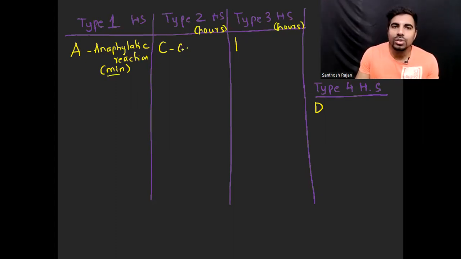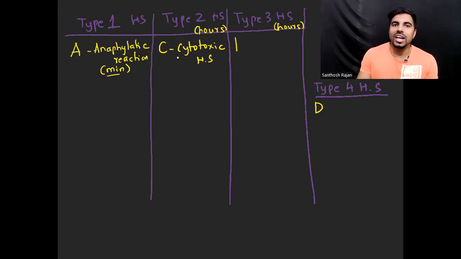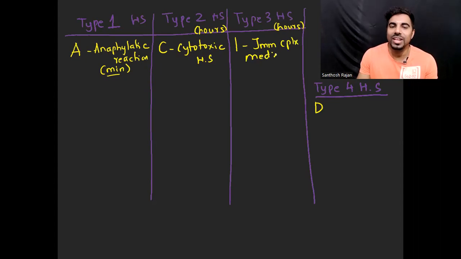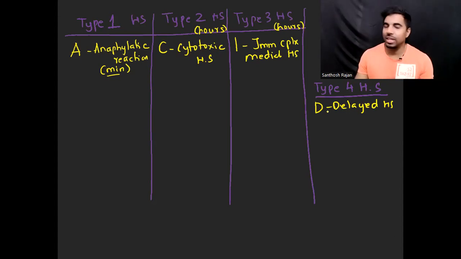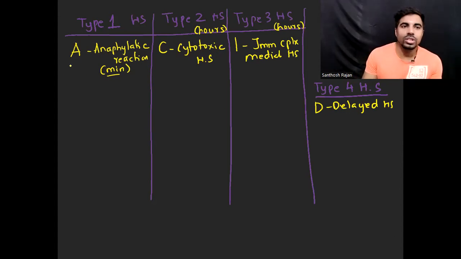C for cytotoxicity: cytotoxic hypersensitivity reaction. Cytotoxic means anything against the cell. I'll come to that. I for immune complex mediated hypersensitivity reaction. D for delayed hypersensitivity reaction. Delayed means it takes weeks and months, so many days, not immediate. And A is the first one.